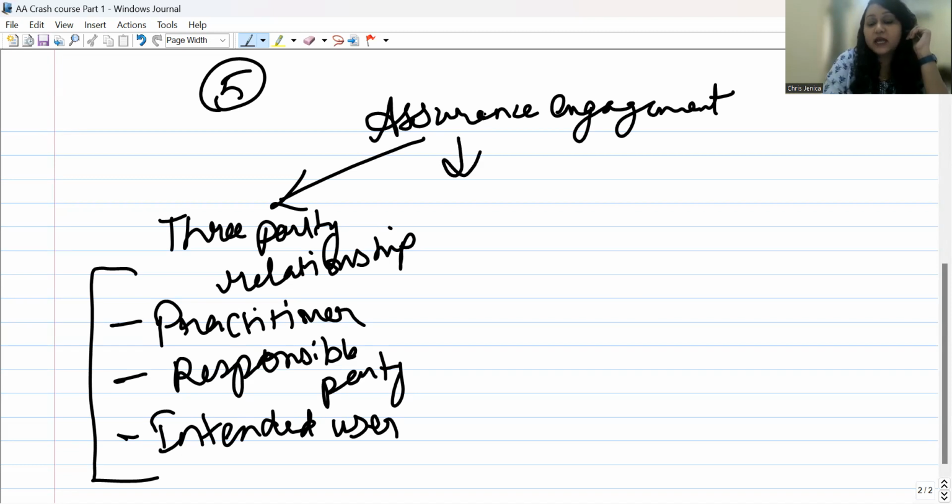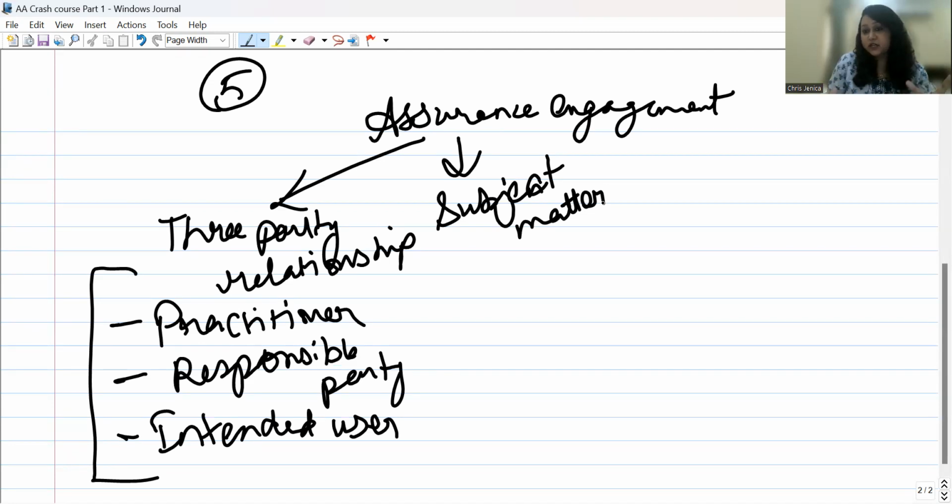Now, the second element is the subject matter. I know that I have started my audit. I am going to audit. There is a relationship. We have three parties to this engagement. Now, what am I going to do actually? What am I going to audit? That is the subject matter. This is nothing but the financial statements. This is what I'm going to audit.